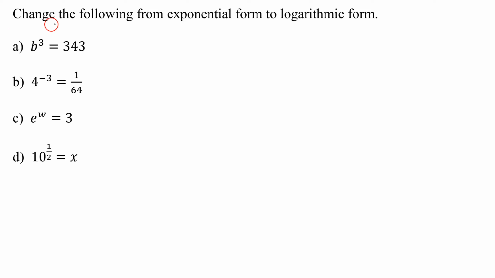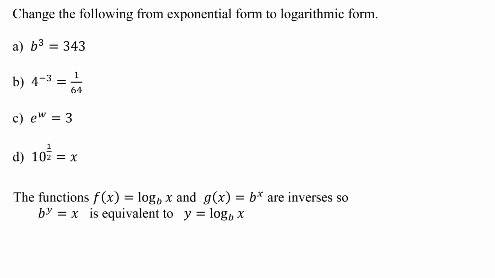In this example, we need to change the following from exponential form to logarithmic form. And I have 4 expressions here. So quickly to review, the functions f of x equals log to the base b of x and g of x equals b raised to the x power are inverses. So b raised to the y equals x is equivalent to y equals log to the base b of x. So here we have our exponential form, and here we have the logarithmic form.